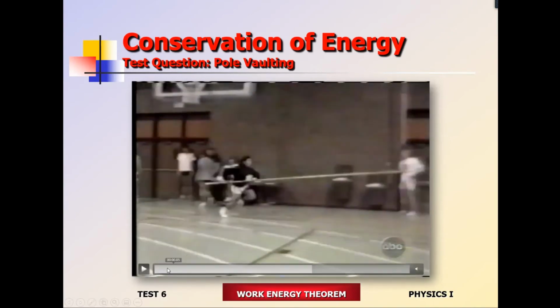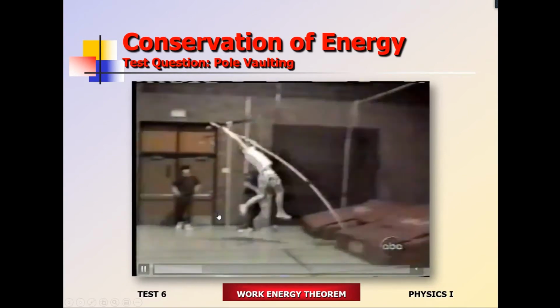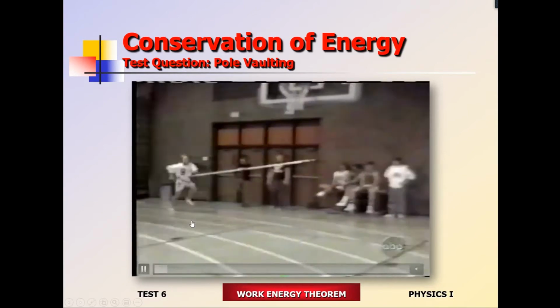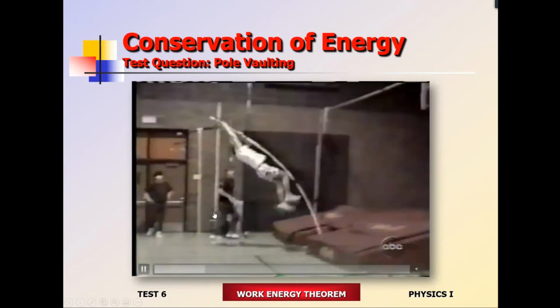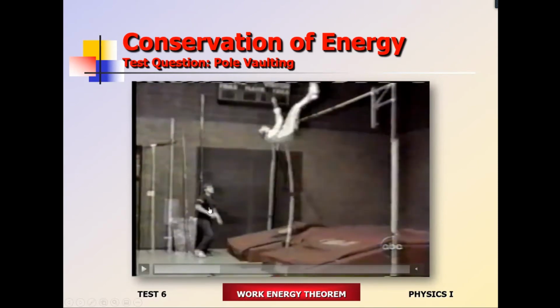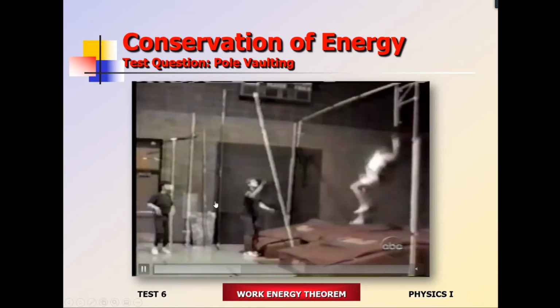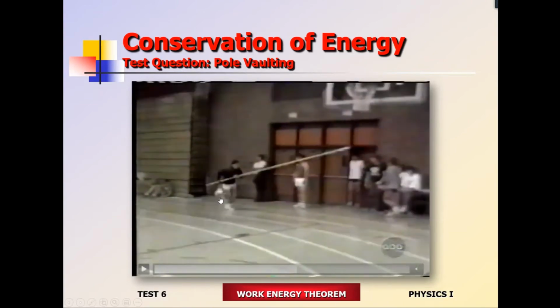This guy is moving real fast, which means that this guy's going to have tremendous amount of kinetic energy, the second guy. And he's going to convert that kinetic energy into the elastic potential energy of the pole so that he can take that energy back in the form of height.